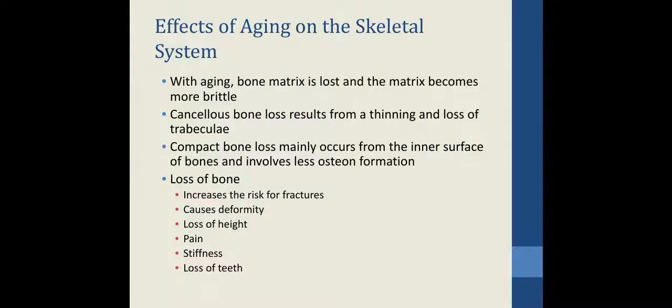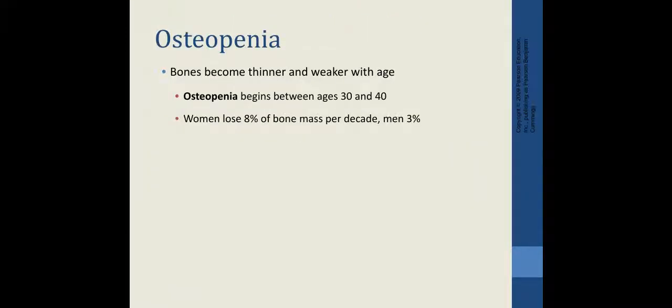When you lose bone as you age, that increases the risk for fractures, can cause deformities, loss of height, shrinking. There can be pain, there can be stiffness, you can lose your teeth. We have osteopenia, which is where the bones become thinner and weaker with age. This is actually starting between the ages of 30 and 40 years old. When you think of aging bone, you probably don't think of 30 and 40 year olds, but it's happening. Women are losing about 8% of their bone mass per decade, men about 3%.